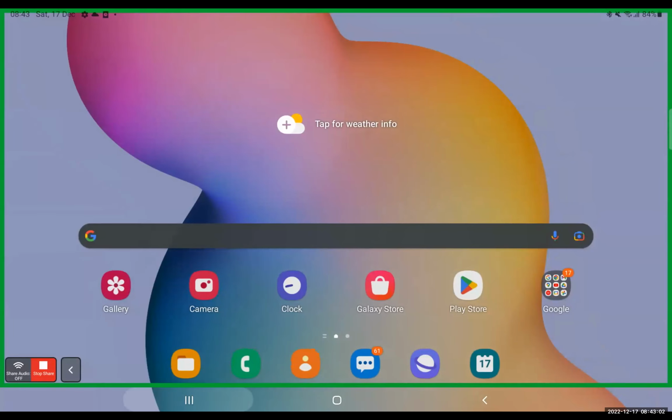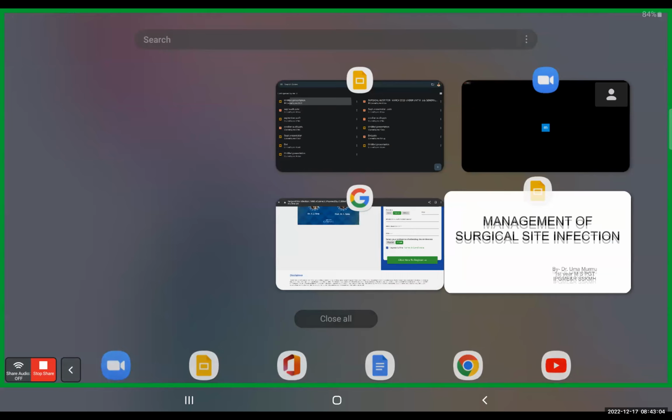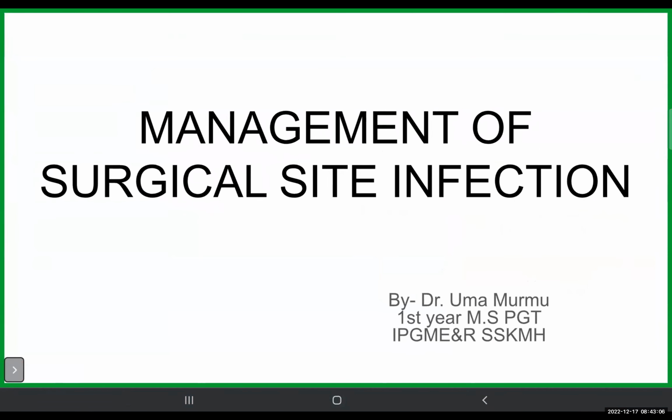Milind, she has not joined. So she has joined. She told me she has joined. Okay. She's here, sir. Yes. Uma, share your screen. Hello. Yes, please. You're audible.